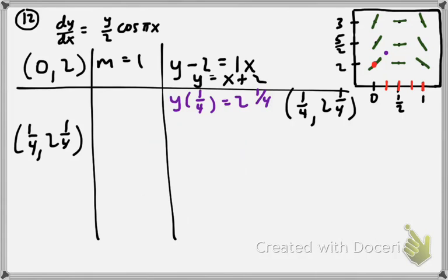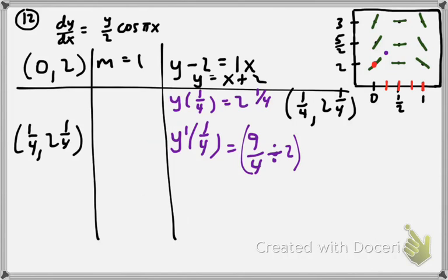I told you we'd do one. dy/dx, so y prime at 1/4 equals y, which is 2 and 1/4, which is 9/4. 9/4 divided by 2. So we don't want to get too tricky here. We want to make sure we show all of our work so we get the correct slope. Multiply that by the cosine of pi over 4, and times 1/2, so we get 9/8 times radical 2 over 2.